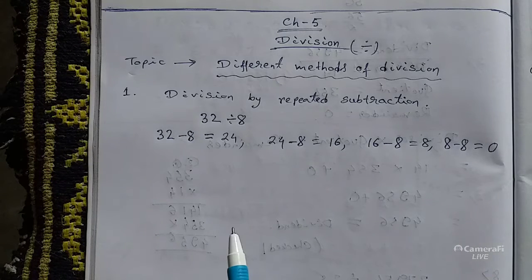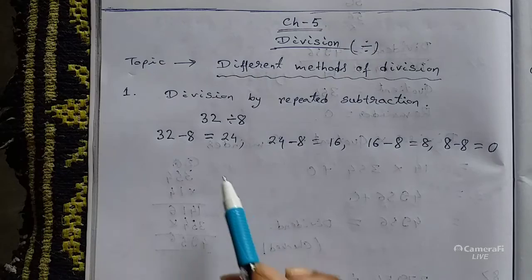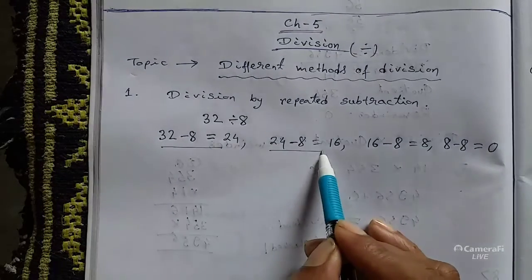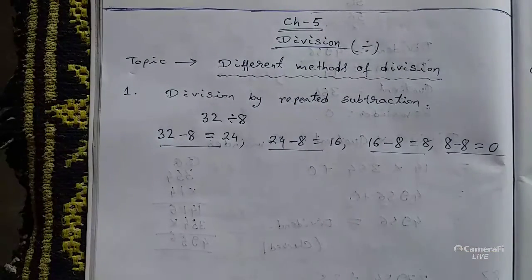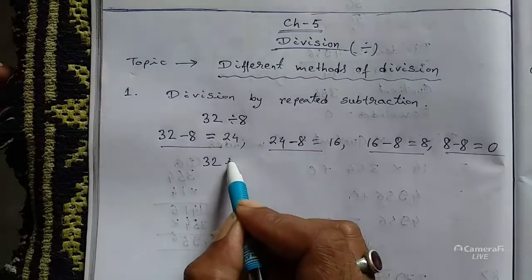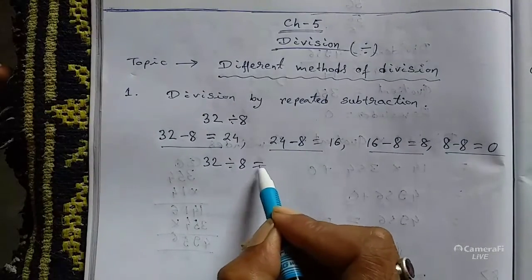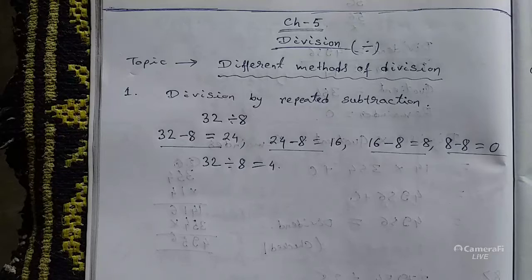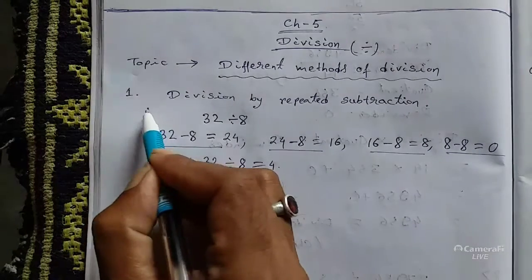So this process will continue until we get 0 as the result. Now see how many steps of subtraction are done here. 1, 2, 3, 4. 4 steps of subtraction are done here. So our required result is 4. So we can write that 32 divided by 8 equals 4. So this is the method of repeated subtraction. Suppose this is example 1.